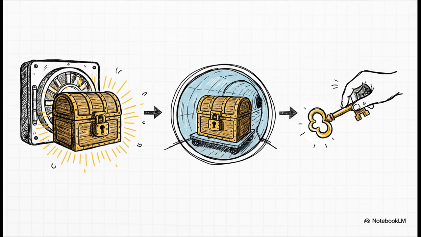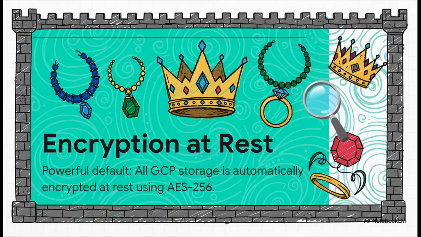But let's look at the most fundamental layer of this whole vault. Let's just focus on that first layer for a second, because it is so incredibly powerful. By default, without you doing a single thing, any data you store in GCP is automatically encrypted. That is an amazing security baseline. Your data is protected inside the vault from the very second it gets there.